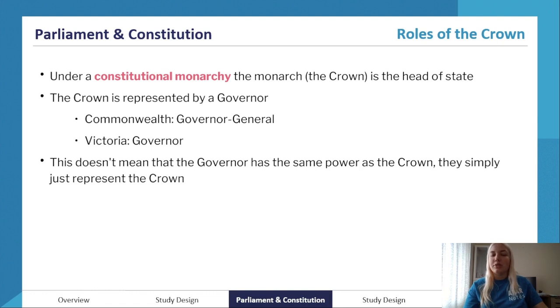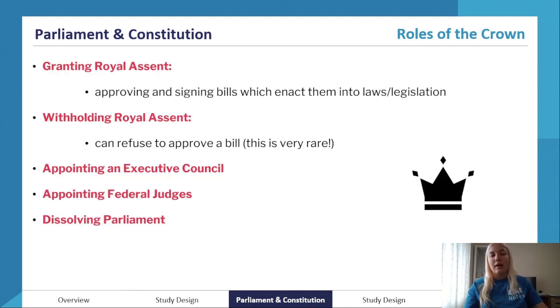So the governor doesn't really have any powers like the Crown. They're just simply a representative of the Crown. This is kind of a formal step, really. Now, these are the roles of the Crown. So they grant royal assent, we said, so they can approve and sign bills, which will make them into laws or legislation. So it is that necessary step for a bill to pass and actually become a real law. We said they also have the ability to withhold royal assent. So they can actually refuse to approve a bill, but this very rarely happens.